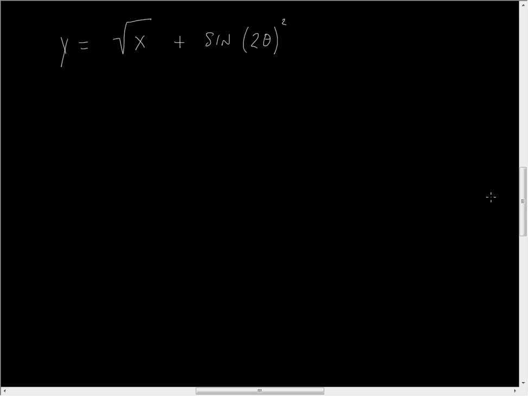example here. And for our next example, we've mixed up the sine and the square root function. The very first thing that I want to do is rewrite this using the power rule, and so I have to use exponents. So this is going to be x to the 1/2 power plus sine. And now here we're squaring 2 theta, not sine. So 2 theta times 2 theta is 4 theta squared. Okay, so I'm going to use that there.